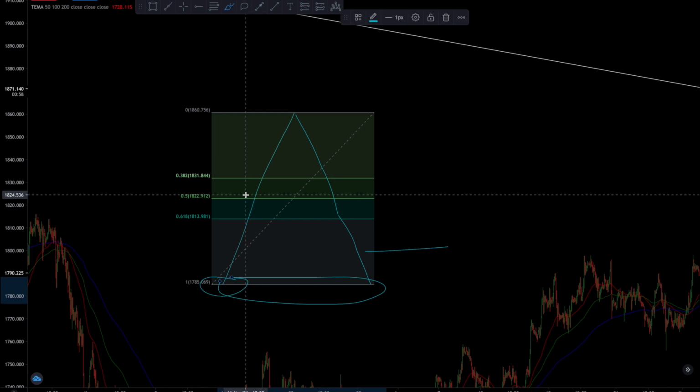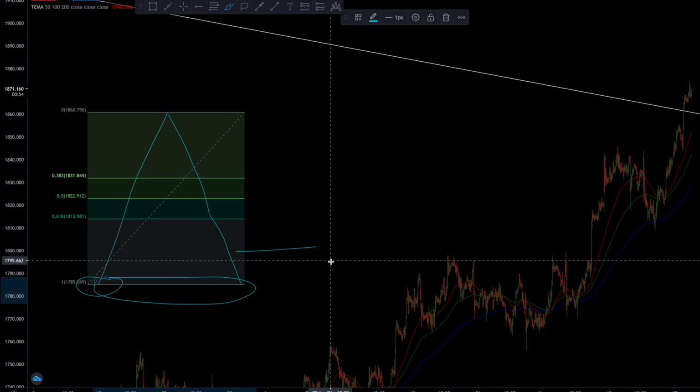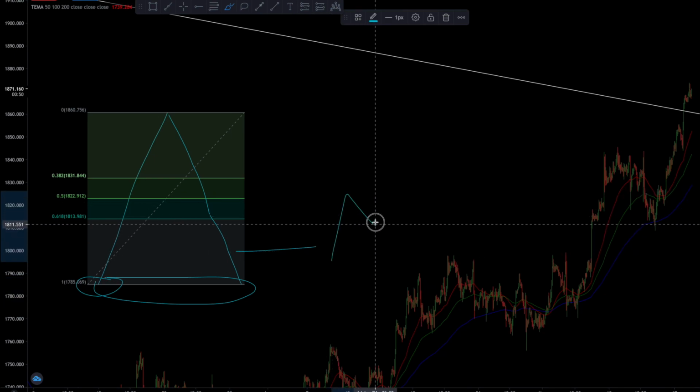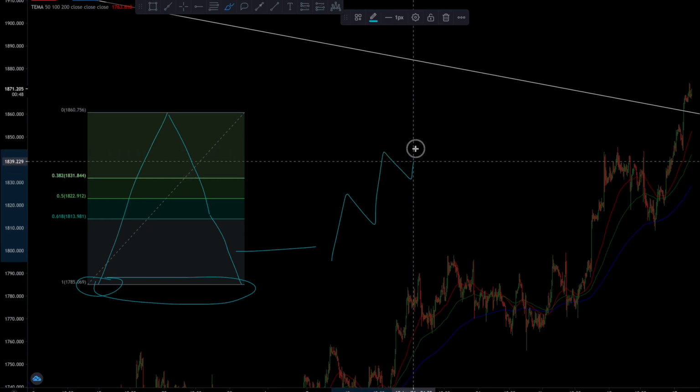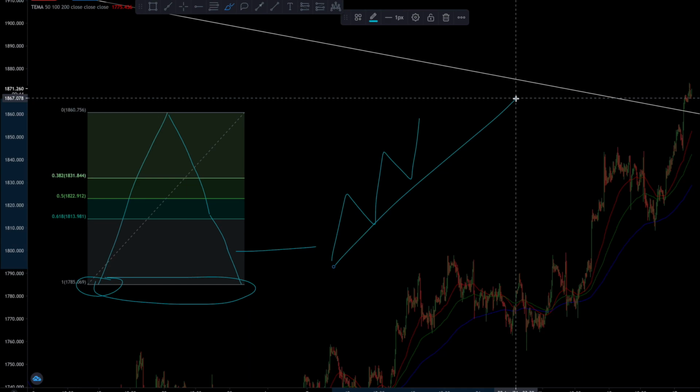So just to give you a brief, what the higher high and higher low technique is, let us say when the price moves up, it creates a higher high, then a higher low, and then a higher high, higher low, then a higher high. And this is how the price moves in a trending market.